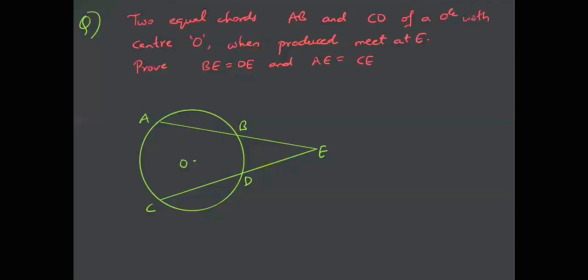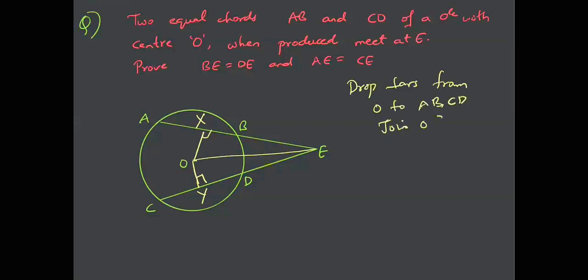Yes. So let us discuss this one. So there are two equal chords AB and CD, and they are extended, I mean, they are produced to meet at point E. You need to prove that BE is equal to DE and AE is equal to CE. Okay. So let us drop the perpendiculars from O onto the chords AB and CD. So let this point be X and let this point be Y. Okay. Let us join OE. So drop perpendiculars from O to AB, CD and join OE.